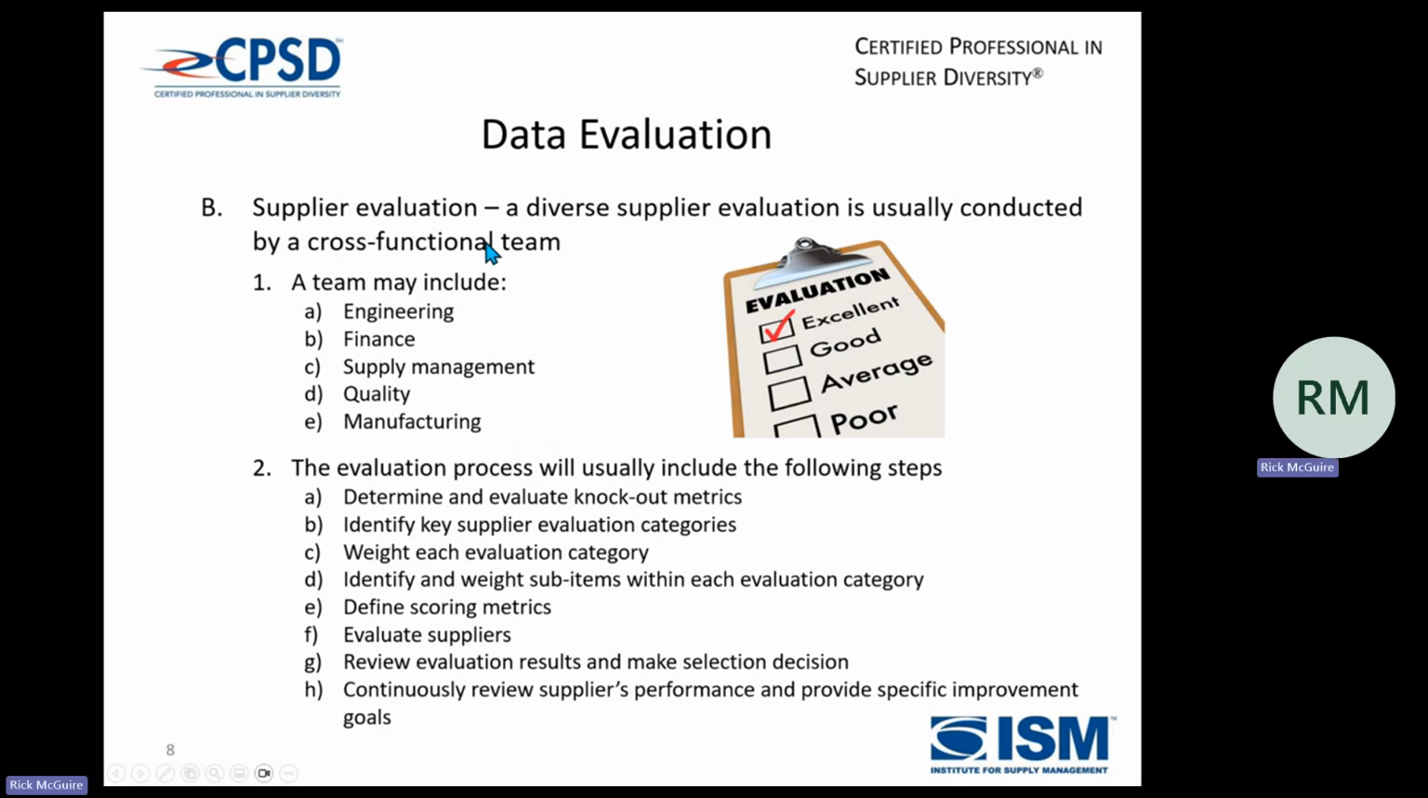Supplier evaluation. Diverse supplier evaluation is usually conducted by a cross-functional team. So it could include these functional areas. Evaluation process will usually include the following steps: determine and evaluate knockout metrics, identify key supplier evaluation categories, weight categories, identify weight and weight sub-items with each category, define scoring metrics, evaluate suppliers, review evaluation results, and make selection decisions. Continuously review suppliers' performance and provide specific information and goals. So this is suppliers, all suppliers, including diverse suppliers as a subset.